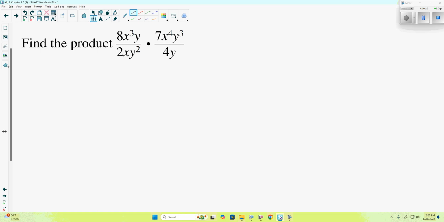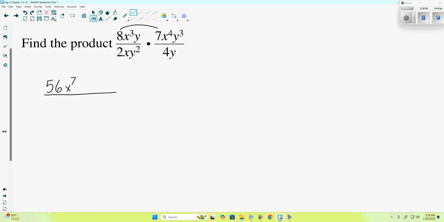So find the product of these two. Well, we'll do two different ways to look at this. The first, we multiply numerator with numerator, denominator with denominator. We just multiply. What's 8 times 7? 56. Now x to the third times x to the fourth. When we multiply like bases, we add the exponents. So 3 plus 4 is 7. So telling us it's x to the 7th.